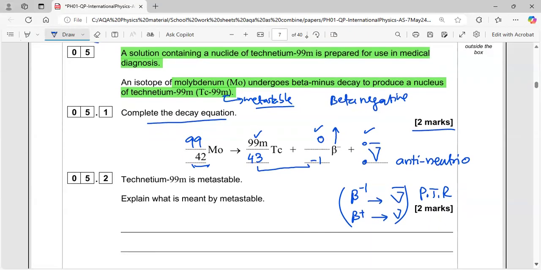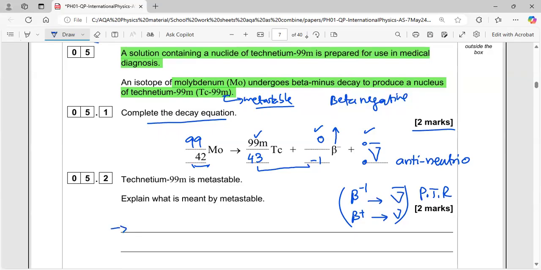Okay, next they're asking you about the metastable state. Technetium-99m is metastable. Explain what is meant by metastable state. So you know the metastable state is actually an excited state, but it is the state in which the nucleus stays for a longer time, because usually radioisotopes have shorter half-lives, so they emit the gamma rays for a very short time. But over here it takes some time for technetium to emit the gamma rays, so that's why we say this is in metastable state.